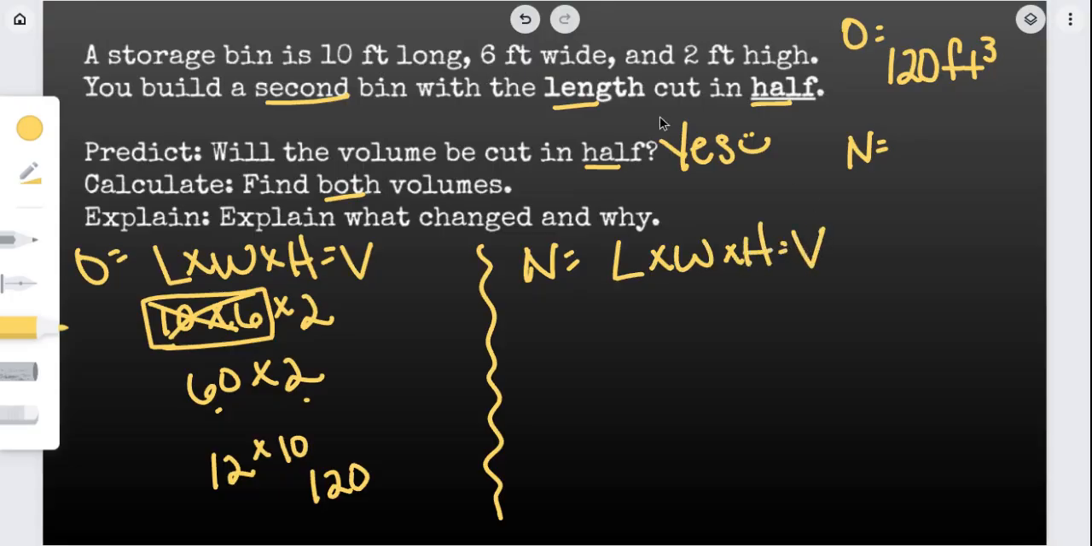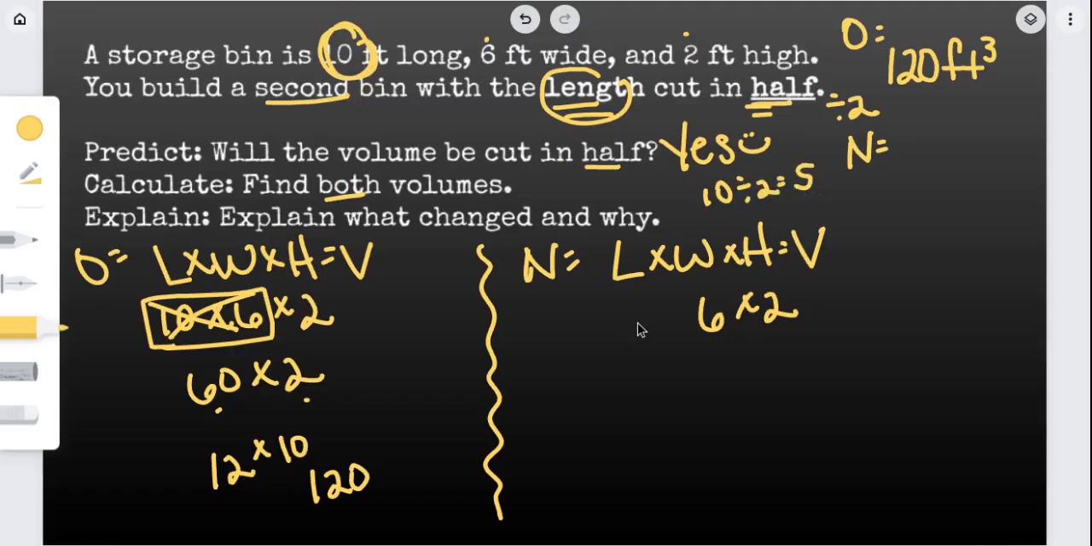My new, I'll go ahead and start out with the formula length times width times height equals volume. And I remember that it's my length that I'm going to do something with. So I'm going to leave my length alone for just a minute and use my dimensions, my width and my height, because they're not changing. And I see that the length is going to be cut in half, and cutting something in half is the same as saying divide by 2. So I'm going to go over here to my original length, and that would be saying cut that in half. So 10 divided by 2 equals 5. So my new length is going to be 5.